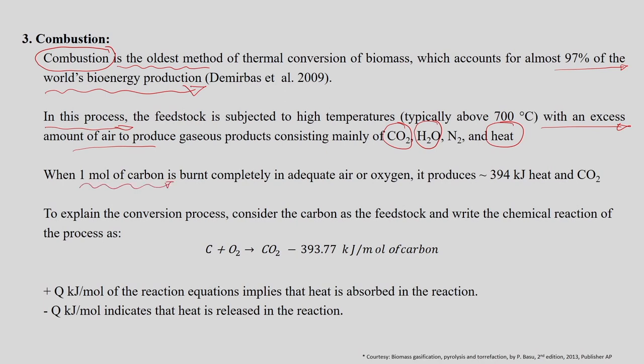So, for representation purposes, just take the simple example of the conversion of carbon using an oxidizing agent, that is air or oxygen. Once the carbon is getting oxidized in the combustion chamber with adequate air or oxygen supply, then it produces CO2 as the main gas. Along with that, it also produces a significant amount of heat per mole of the carbon.